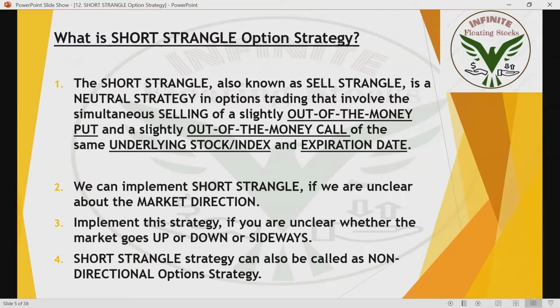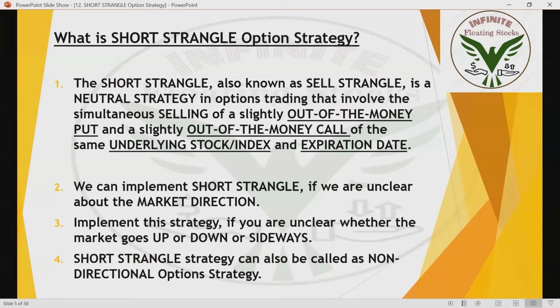Just get that into your head. Irrespective of market direction, we'll be able to generate profits using this strategy. So this strategy is called a neutral strategy, or also a non-directional option strategy, because irrespective of market direction, we'll be in profits. That is the reason the short triangle strategy can also be called a non-directional option strategy. Now let's get on to the next slide.